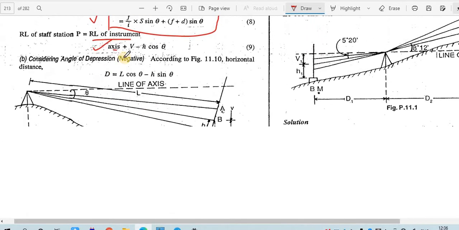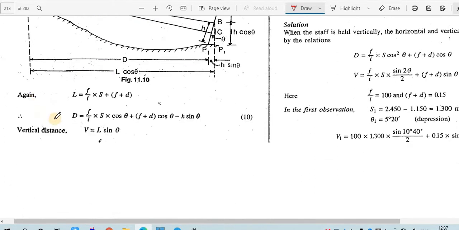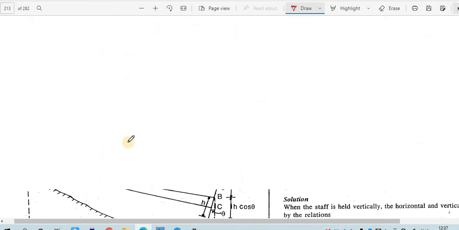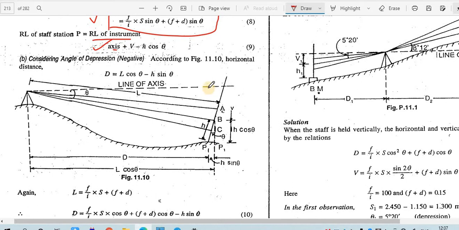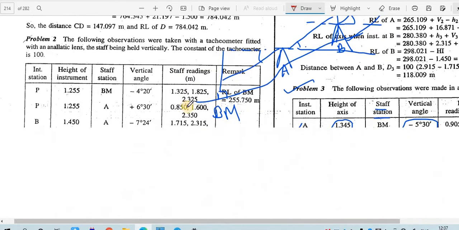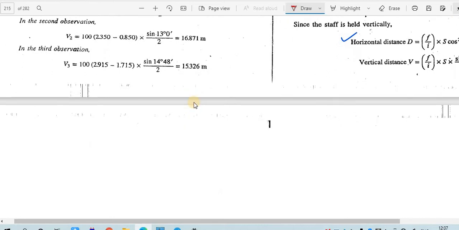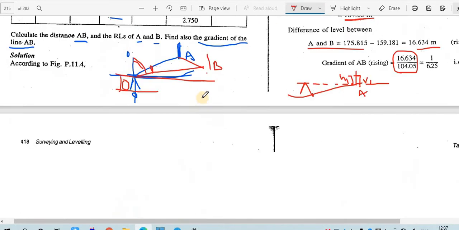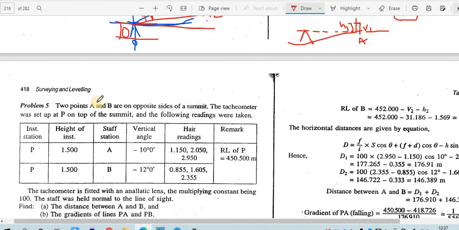The formulas are the same when the line of sight is inclined downward. The only difference will be in the RL, where we were adding V, and now we will have to subtract V because we are coming down on the downward side. We will try to do a numerical related to this so that you can clearly get the picture of what exactly it is saying.